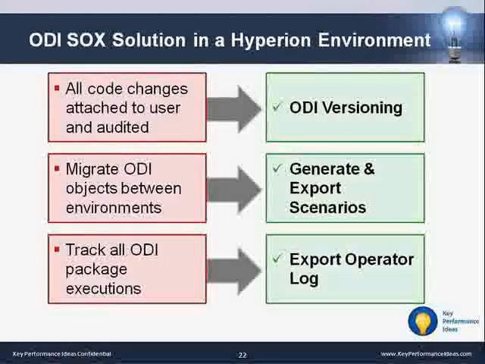Okay, so how does ODI solve those SOX problems? There's a tool called ODI versioning. In ODI, you can version basically anything. You can version your interfaces, your packages, and your scenarios so that you can track all the different iterations of code. Another thing: how do we migrate objects between environments? Using scenarios, you can migrate objects from dev to test to production. And the final component is, how do I know that all of my executions have completed successfully?